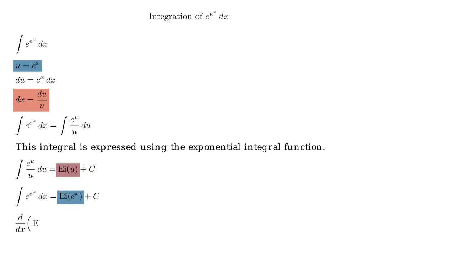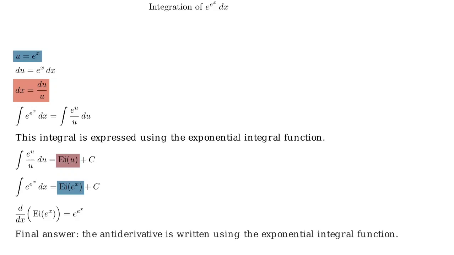A quick check helps you feel confident. If we differentiate Ei of e to the x, the chain rule brings down the derivative of e to the x, which is e to the x, and Ei prime gives e to the x divided by e to the x. Those factors cancel, leaving exactly e to the power e to the x.